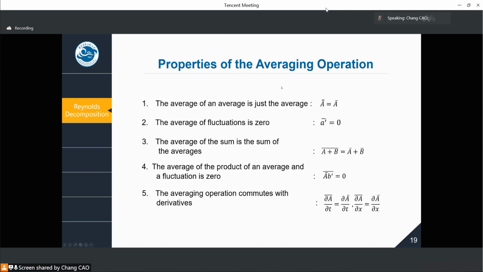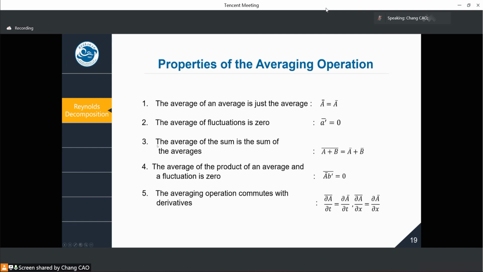The properties of the averaging operation are as follows. First, the average of an average is just the average, which is shown here. The average of an average equals the average. And secondly, the average of fluctuations is 0. So, for example, here, capital A or capital B just represent like velocity or maybe scalars. Okay? It just represents any of them. And here, the average of the fluctuation equals 0.